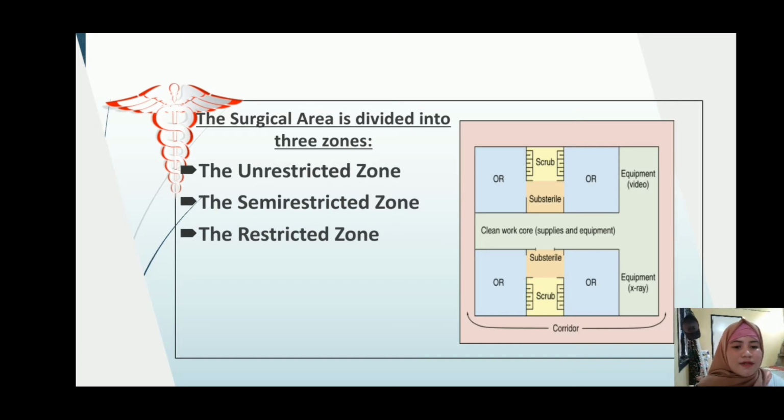So next is the restricted zone. The restricted zone includes the operating room, the clean corridor, and the scrub sinks area. Surgical attire and masks are required in this area, along with the necessary supplies and the scrub persons in the area.